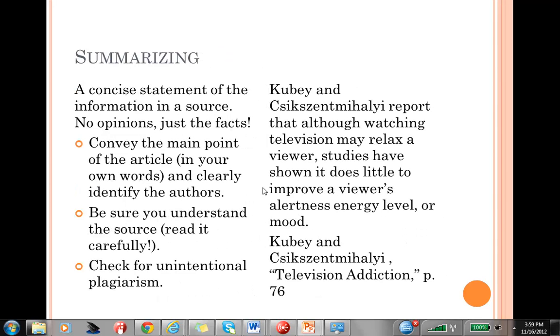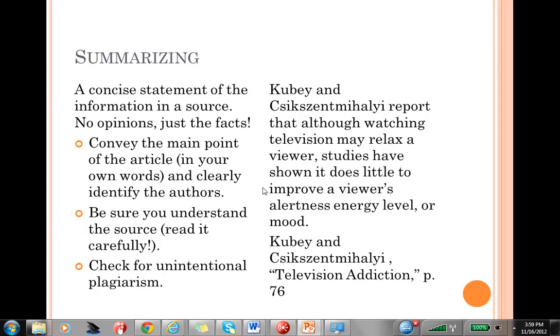When you summarize, you're making a concise statement of the information in a source. There's no opinions, it's just the facts. You want to convey the main point of the article in your own words and clearly identify the authors. You want to be sure to understand the source. You want to read it carefully and the information around it, right? And you want to check for unintentional plagiarism.